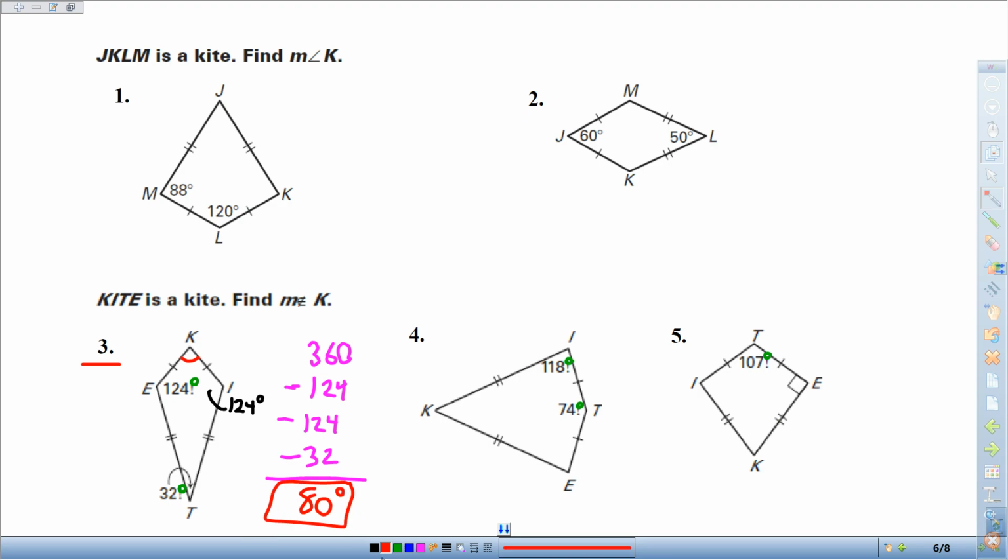Just skimming through these, that's kind of the theme of this section: finding the 3 other angles and then using that to find angle K. So I'll leave those to you. By the way, numbers 1 and 2 are kind of more straightforward, at least number 1 is. You can find angle K immediately. Number 2 is going to take a little thinking outside the box, though I'm going to let you think about it on your own.